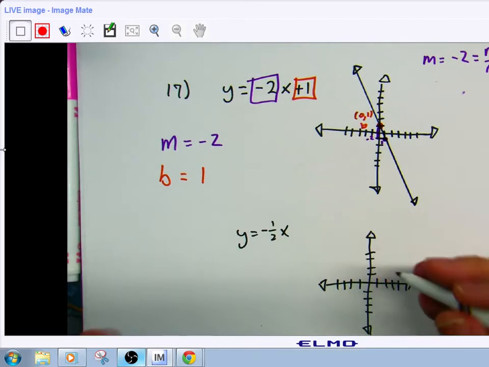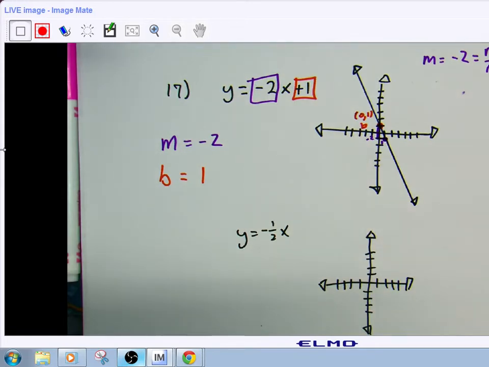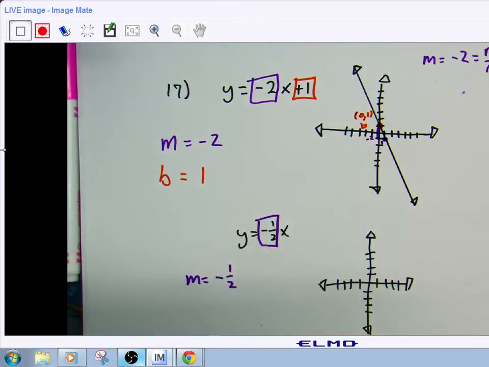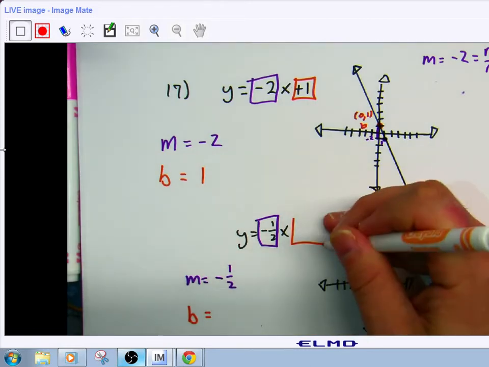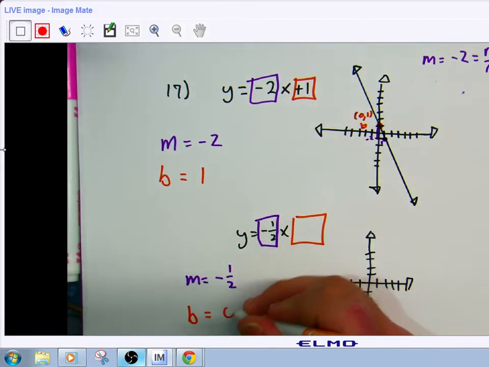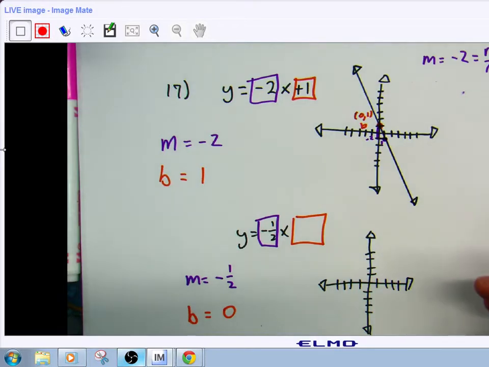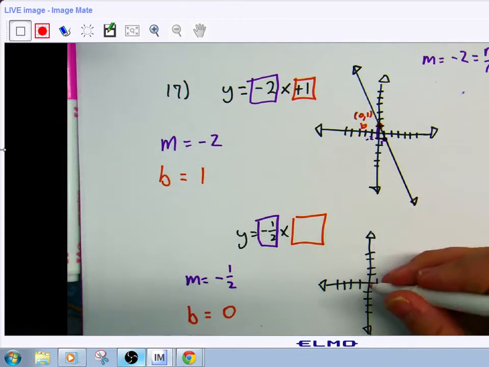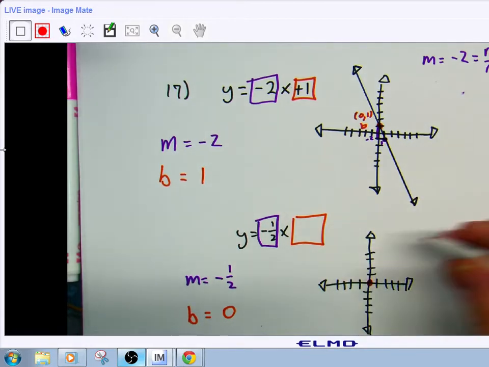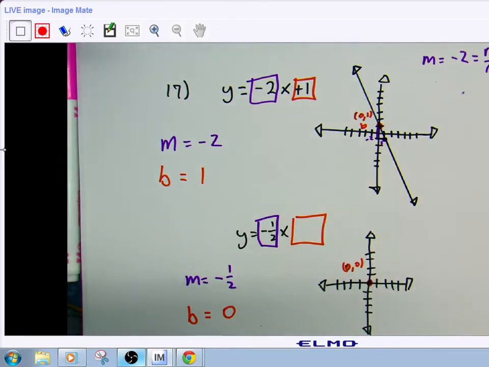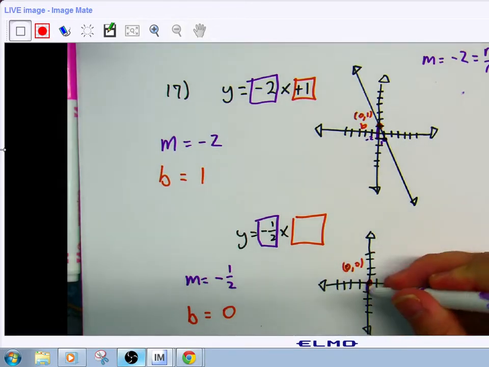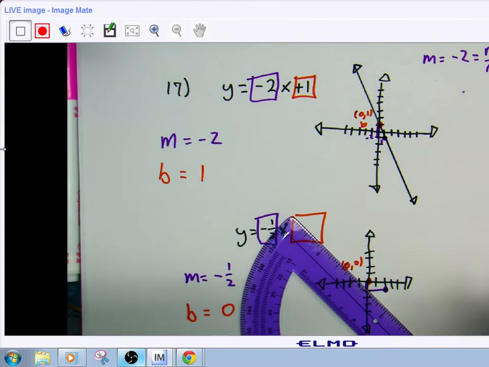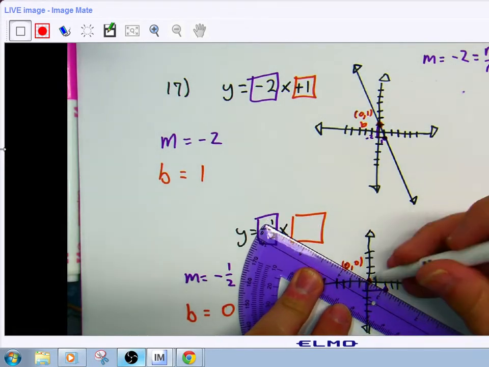Well, we're going to do the same thing, okay? I have to identify my slope. My slope is the -1/2. And now it's the tricky part. I have to identify my b. My b is, well, it's not there, so it's going to be 0. So what we're going to do is find where it crosses the axis at 0. It crosses right here. That's the point 0, 0. Then I just go down 1 over 2 to get my second point, just like that. Connect them with a line.